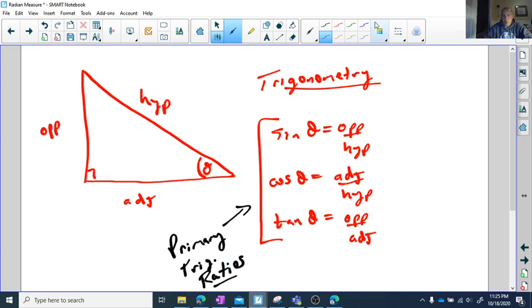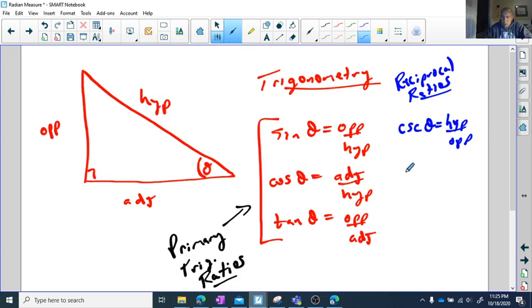In addition to those, you should know what are called the 3 reciprocal ratios. Now these ones are self-explanatory once you see the first one, but you should have seen these somewhere. Every primary trig ratio has a reciprocal ratio. The reciprocal of the sine ratio is the cosecant ratio, abbreviated CSC. And as the name states, you just take the reciprocal. So you flip it, hypotenuse over opposite.